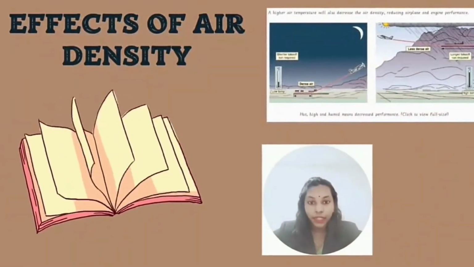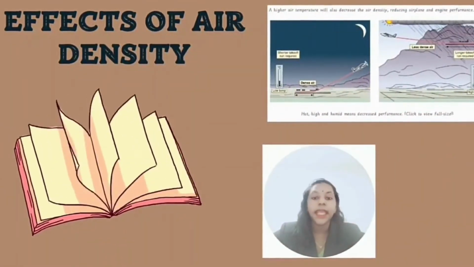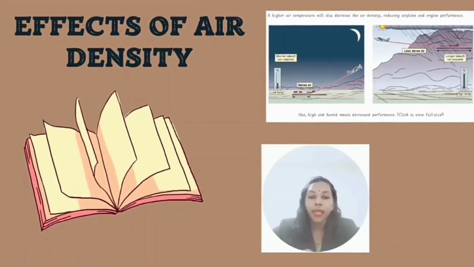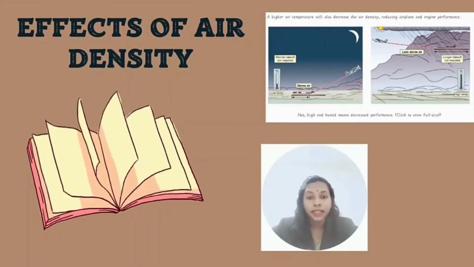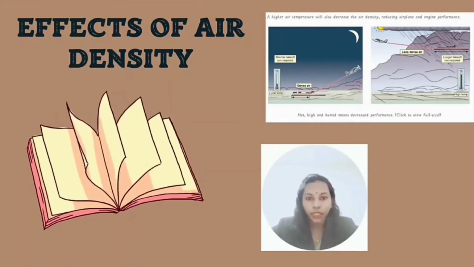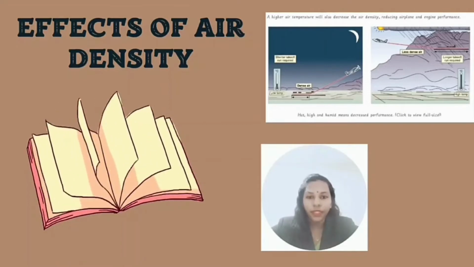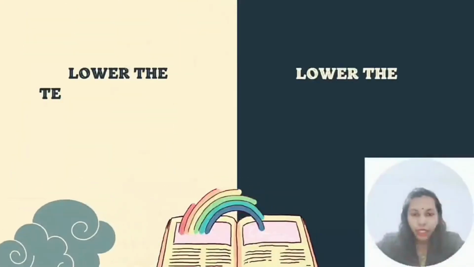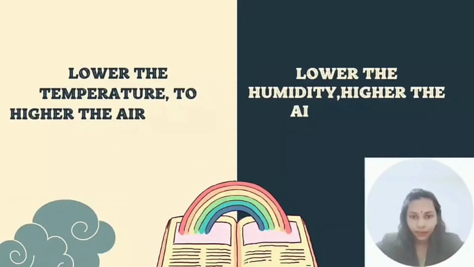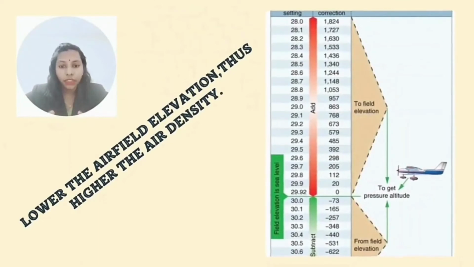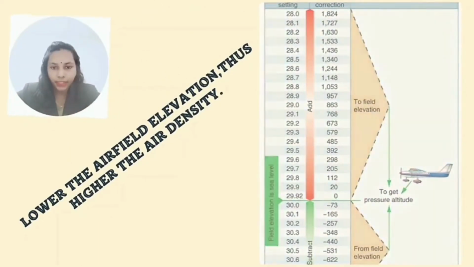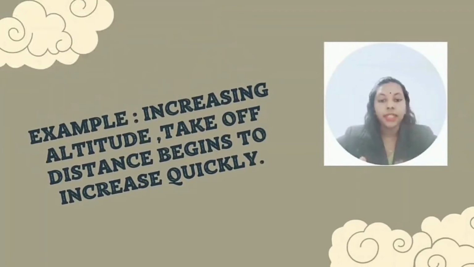I would like to talk about the factor affecting takeoff performance: air density. Air density is the mass of the air per volume of the air. Air density is influenced by temperature, humidity, airfield elevation, and atmospheric pressure. The lower the temperature, the higher the air density. The lower the humidity, the higher the air density. The lower the airfield elevation, the higher the air density. For example, with increasing altitude, takeoff distance begins to increase quickly.